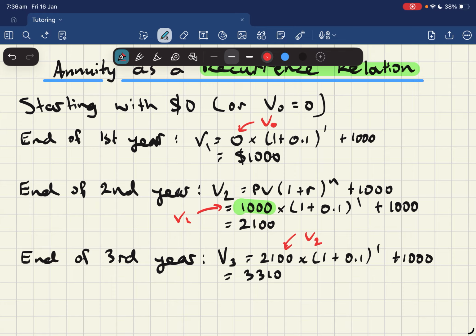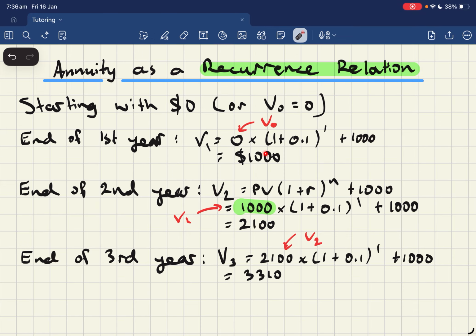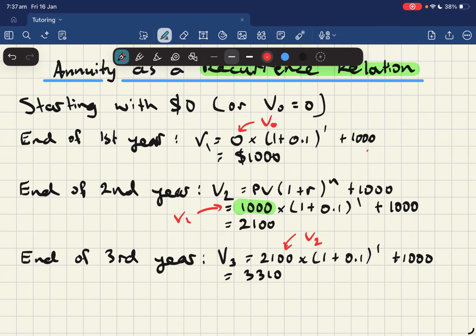So we're noticing a pattern, right? Every previous year's amount becomes the initial amount. Then we apply the interest to it, and then we add our next deposit. So we see that to find the value in the next year, we take the previous year's, multiply it by 1 plus the rate to the power of 1, or just 1 plus the rate. Then we add our deposit, we add our payment made. That's what our amount over here is.